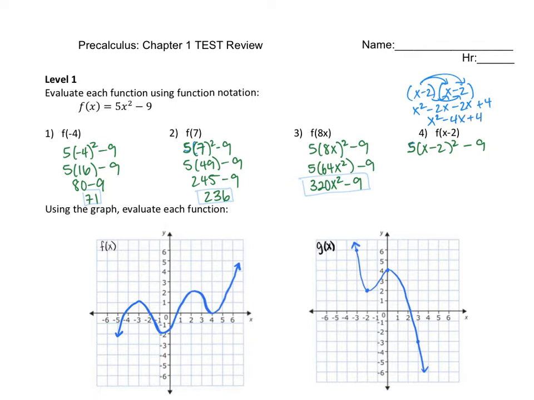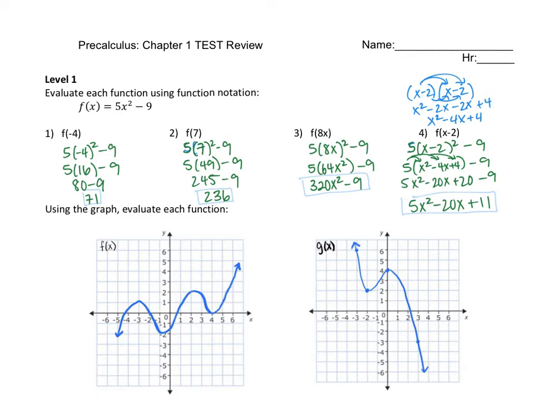And so I would bring that down next to the 5. And now I would go ahead and distribute the 5 in. So this would be 5x squared minus 20x plus 20 minus 9. So at least these two terms I can actually combine. So 20 minus 9 gives me positive 11. And then the rest looks good. I can't combine any further. So this here is my final answer.